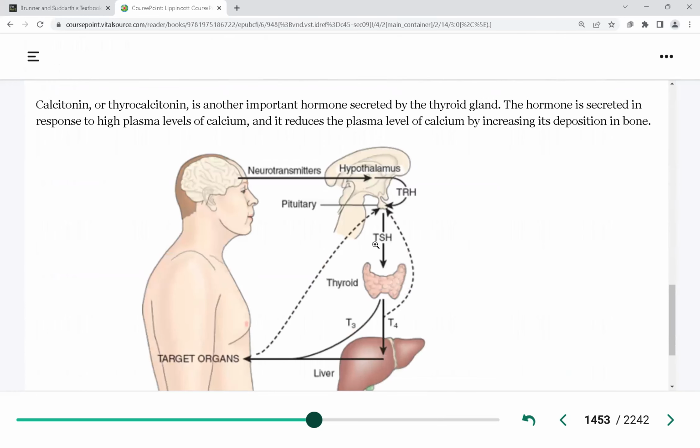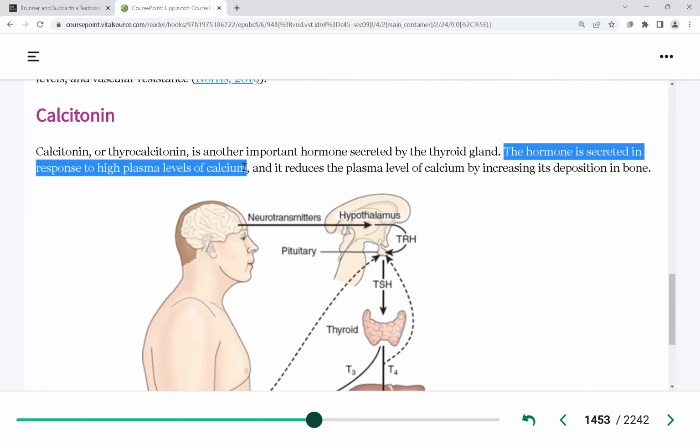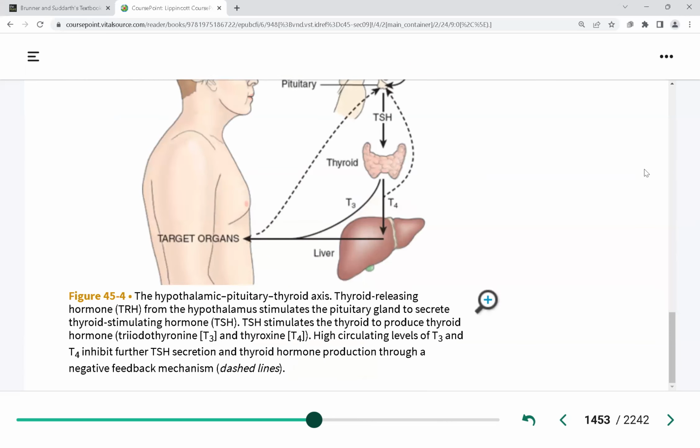All right, as I mentioned already, calcitonin is the other hormone, and its function is to decrease serum calcium levels. As you can read here, the hormone is secreted in response to high serum calcium levels. So if the patient has hypercalcemia, calcitonin will be released by the thyroid gland to drop serum calcium levels. And how does it do it? It increases the transfer of calcium from the blood into the bones and into the teeth. Any question?